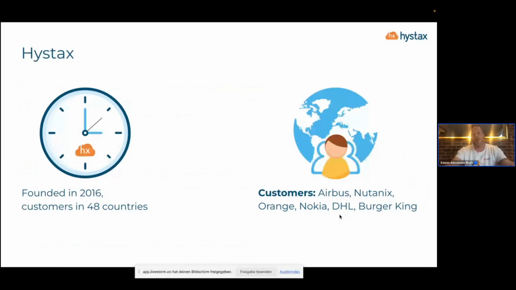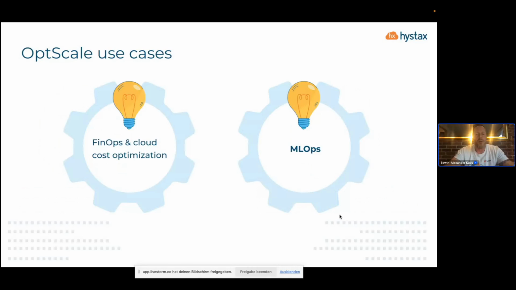So who are we? Most of you know us already. We are a company based in the San Francisco Bay Area, founded in 2016, doing all kinds of stuff in the cloud, but the focus now is on OptScale and cloud cost management, FinOps and MLOps. We have customers all over the place, from Colombia via Abu Dhabi to the Philippines. Some names, as you can see, which you surely know. I personally like Nutanix and Orange a lot, by the way.